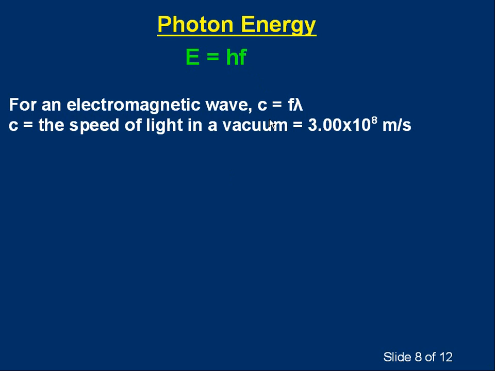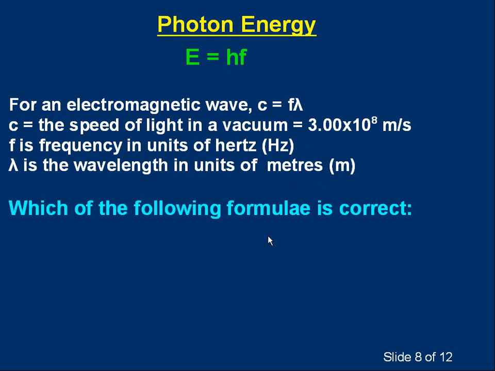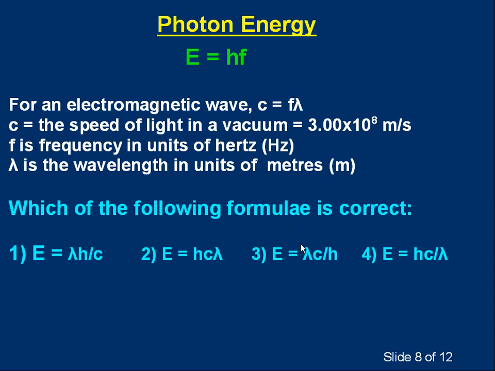Let's just recap what this formula requires. c is the speed of light, 3 times 10 to the 8. f is the frequency of the wave in hertz, and lambda is the wavelength in metres. That's the key formula. So here's an exercise for you. Which of the following formulae, plural, is correct? You may want to pause the video and decide which of those 4 is correct.